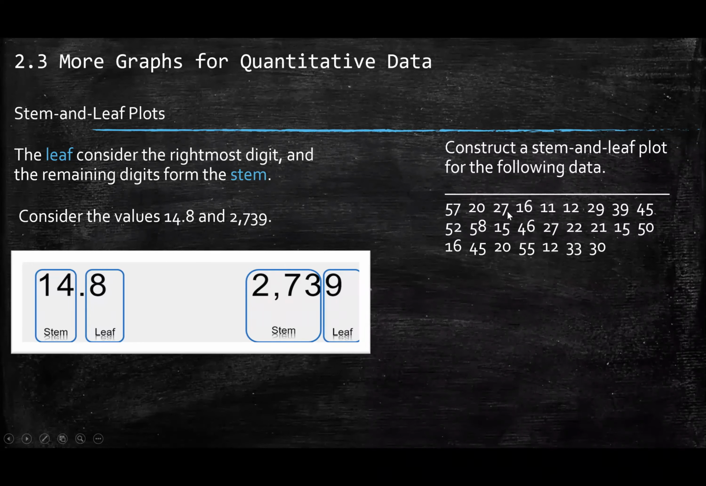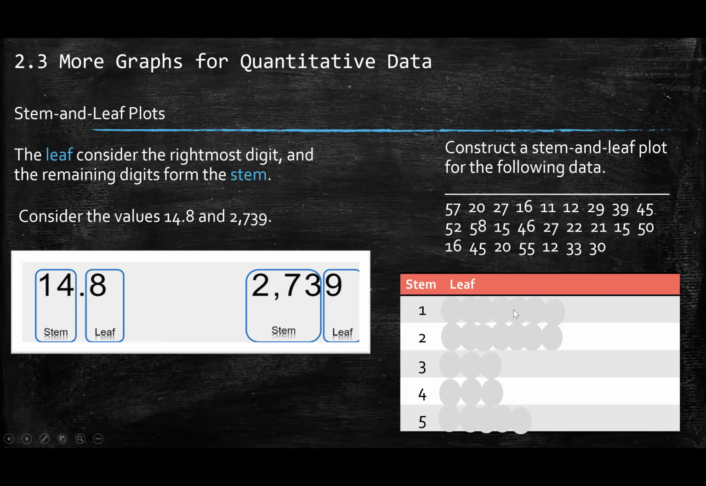Now looking at this, if you glance through it, you can see that the smallest data is 11, and probably the highest data is 58, right? We do not exceed 50, so everybody see that this is in the 10s, 20s, 30s, 40s, and 50s range. We don't have any 60s data. So you ask yourself, what will be my stem? If it's in the 10s, then it's 1.